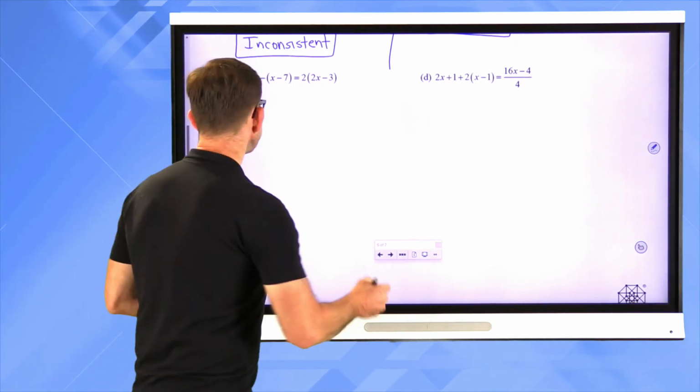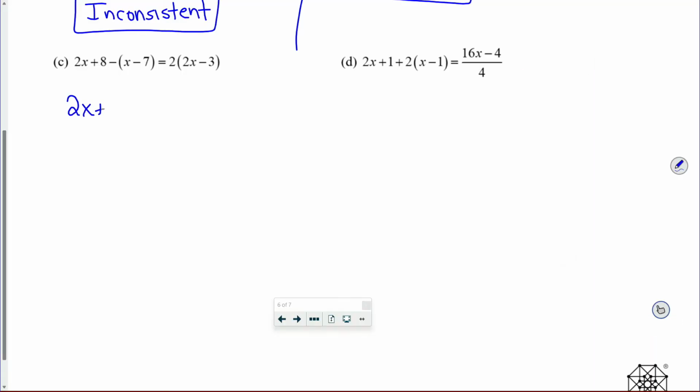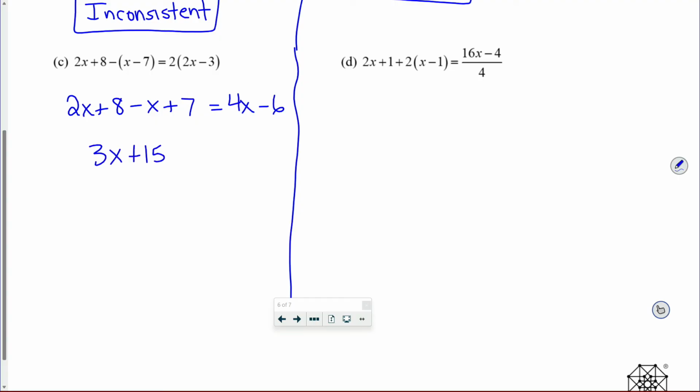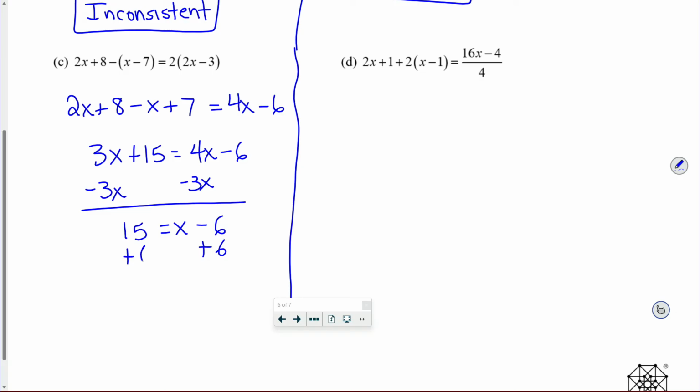All right, let's do it. First thing I'm going to do on the left-hand side is I'm going to distribute that -1, which is going to change the x into a negative x and the -7 into a positive 7. On the right-hand side, I'll distribute that multiplication by 2. I will combine like terms on this side. I'll get 3x plus 15 is equal to 4x minus 6. Maybe I'll subtract a 3x from both sides. That will give me 15 is equal to x minus 6. And maybe I'll add 6 to both sides. And I'll get x is equal to 21.